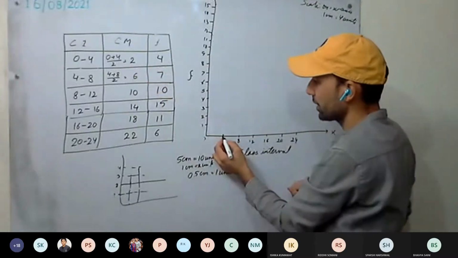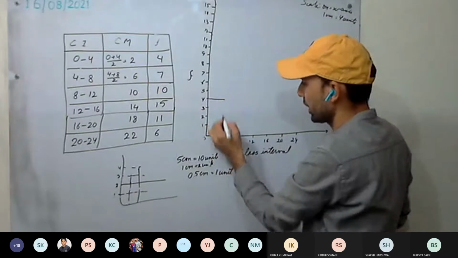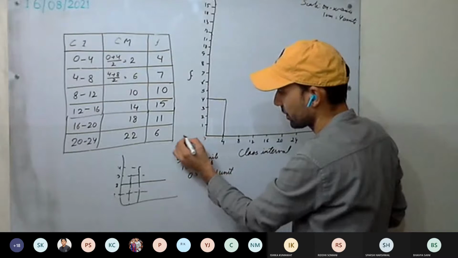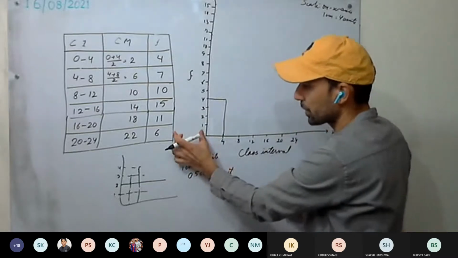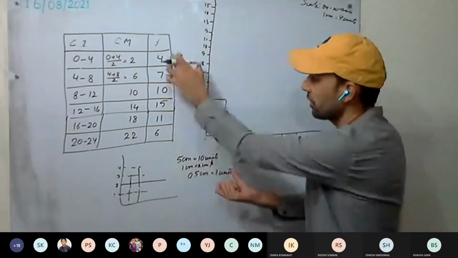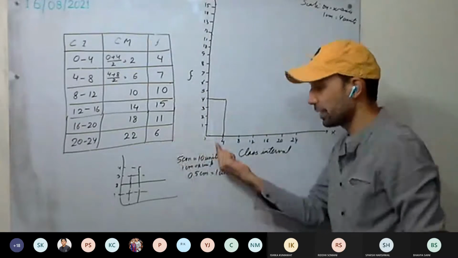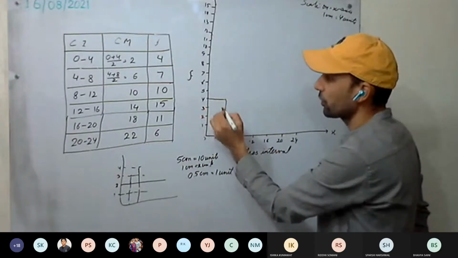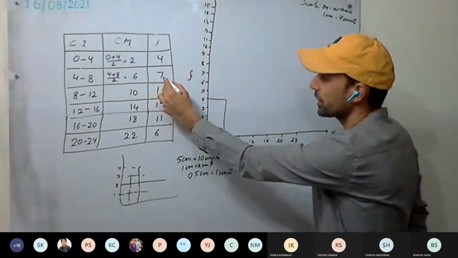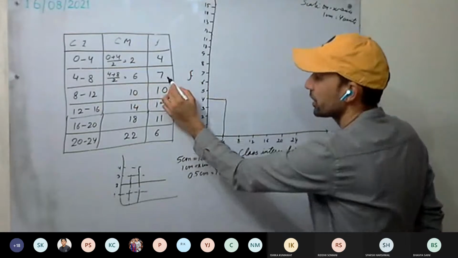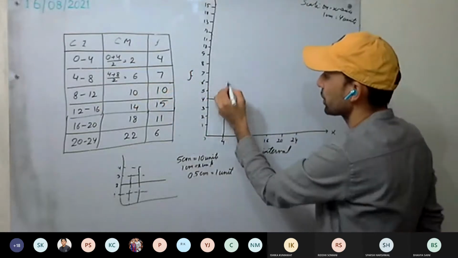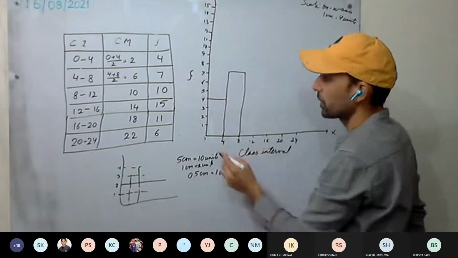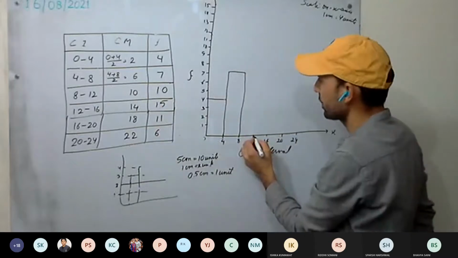Okay, 0 to 4, how many are there? 4. And you have space here; we will require space for frequency, so always leave 2 or 3 centimeters. Okay, 0 to 4 we have marked. Now 4 to 8 class interval, how much frequency does it have? 7. So up to 7. Next one, 8 to 12, 10.